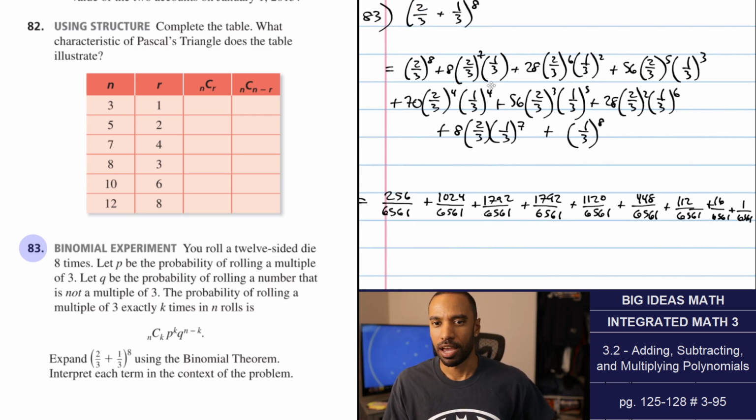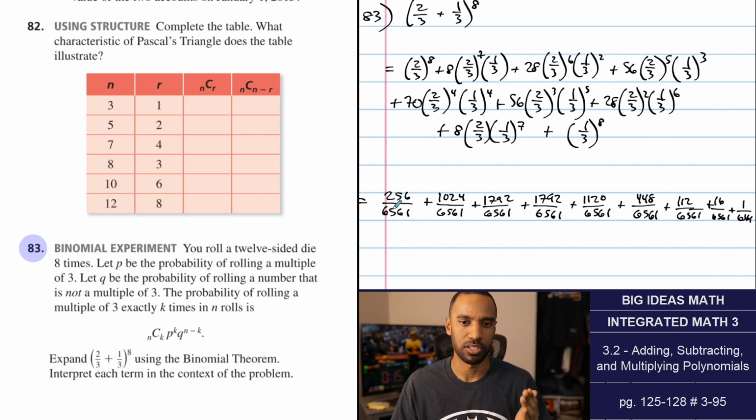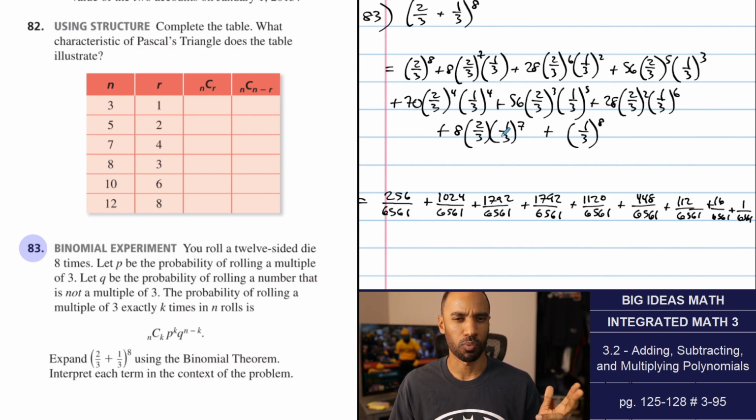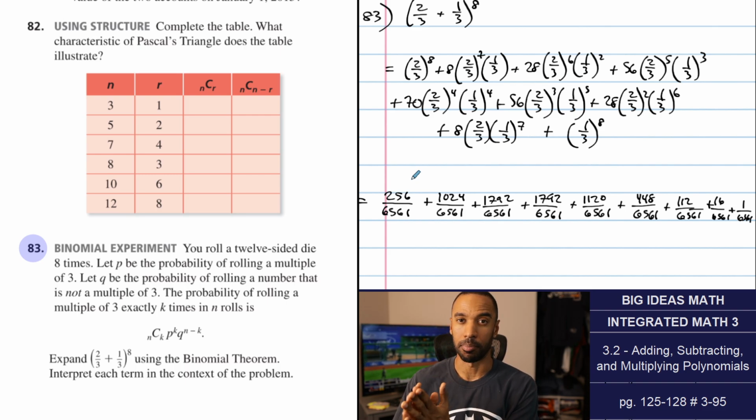Okay, so this is what I got from these ones here. If I did decimals, it would have been terrible. Now, the cool thing is these all divide by 6,561, because that's 3 to the 8th power, I guess. None of the numbers on top will ever reduce with the fractions there. Now, these numbers represent probabilities.